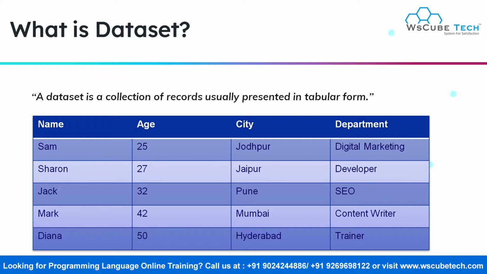Now, as you can see in the example, this is a data set. This is a table showing you the records, so you can get an idea from this. You might be thinking this is quite a small data set, but while dealing with machine learning, our data set will be quite vast. This is just an example for you to understand what a data set looks like.